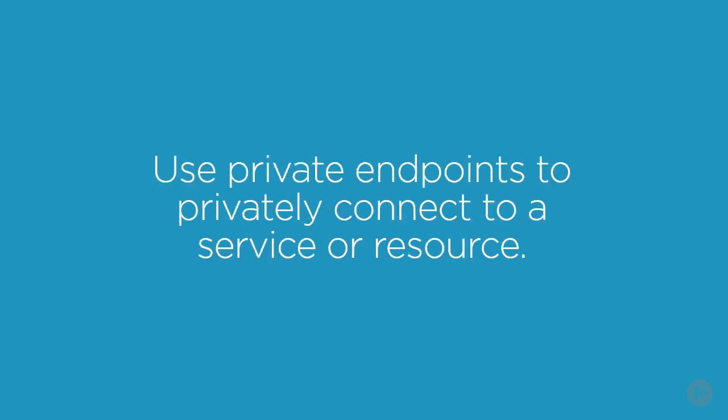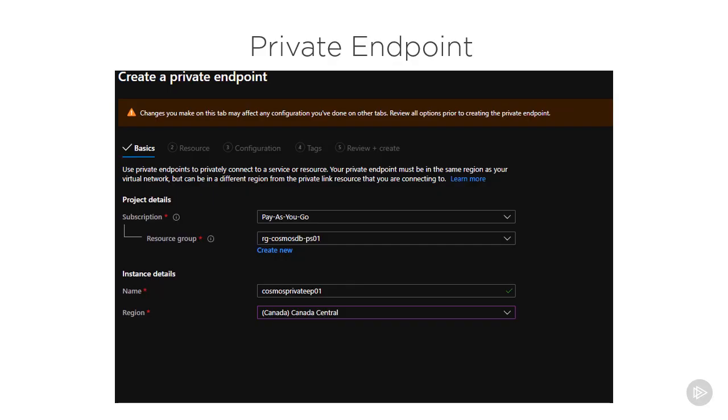You can use private endpoints to privately connect to a service or resource. This way, you don't need to expose your service to the public internet, and the traffic to this service doesn't even go through the public internet infrastructure. This is going to dramatically increase the security of your Cosmos DB installation. You can easily configure the private endpoint in the Azure portal or programmatically. This can be done at the time you are provisioning Azure Cosmos DB or later in the Azure portal.